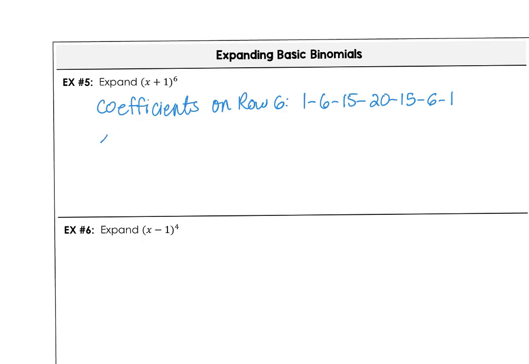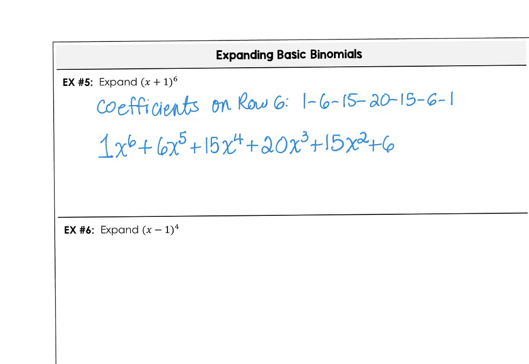So we want 1x to the 6th plus 6x to the 5th, and another times 1. Then 15x to the 4th, and 1 to the 2nd, which is still 1. So 20x to the 3rd, and 15x to the 2nd, and 6x and 1. So that was relatively simple.